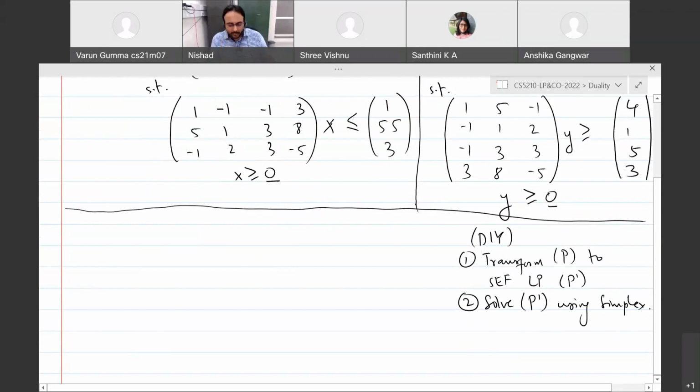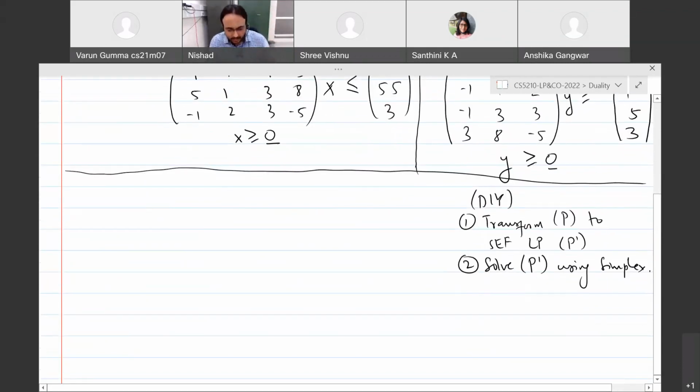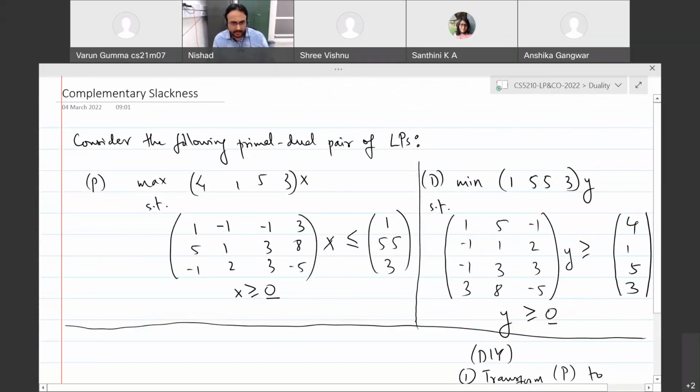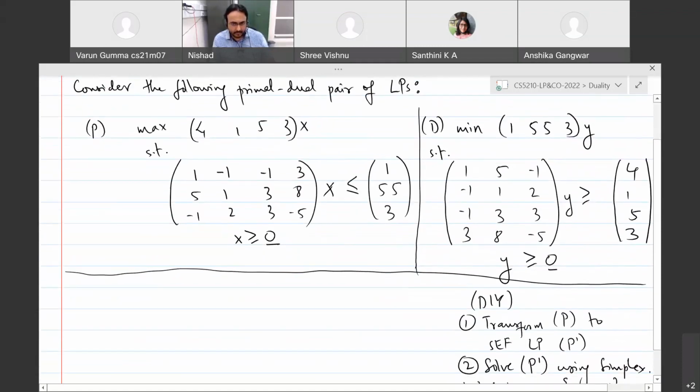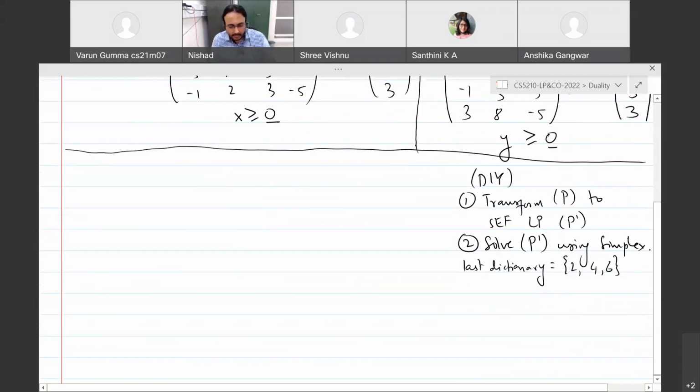And what you will find using simplex, just so that you can check your work, and I want to use it right now in our example. So the last dictionary will be 2, 4, and 6 in P prime. Notice that P prime will have more variables than P. In fact, some of you might already be able to see how to transform. It's a very easy transformation. So the basis will be 2, 4, 6, and the corresponding optimal solution of P prime will be 0, 14, 0, 5, 0, 1, 0.